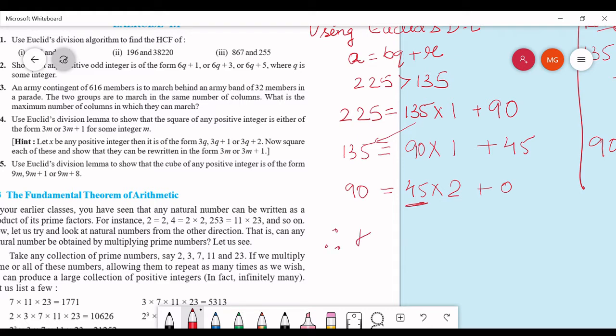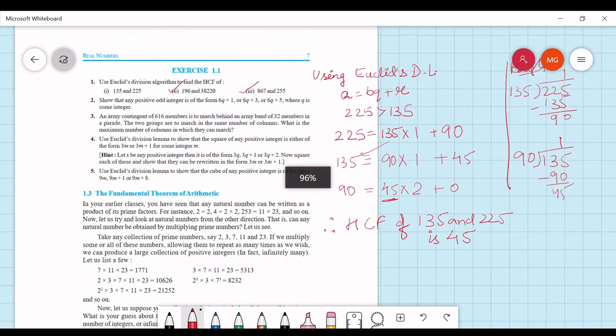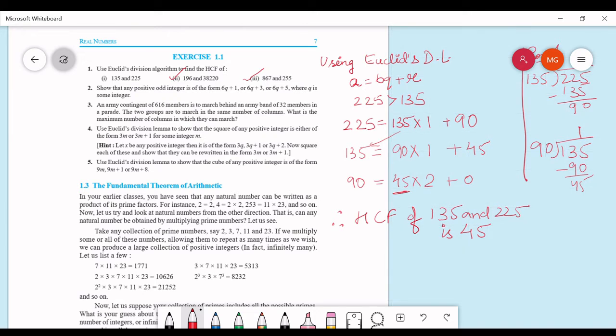Therefore, HCF of 135 and 225 is 45. Understood? So this one was your first part of first question. Okay, this is how you will be writing, and similarly you can do the second one and third one, right? So I hope you have started making notes, and now you can also start doing your exercise in your test copy notebook.